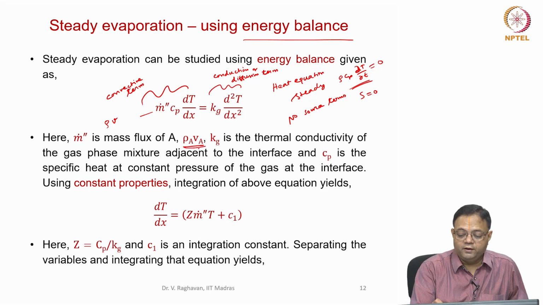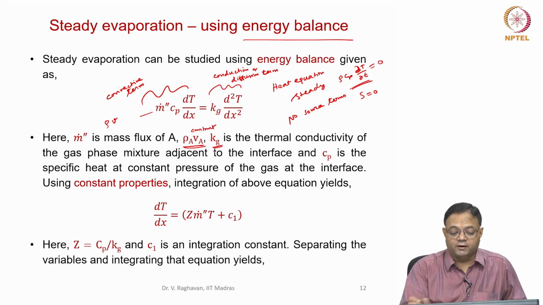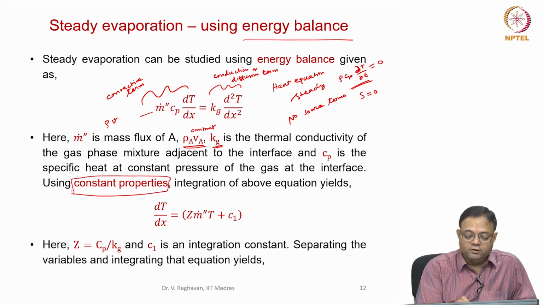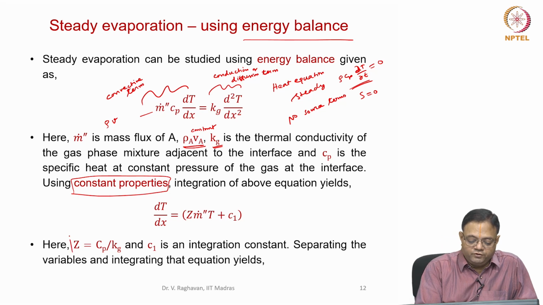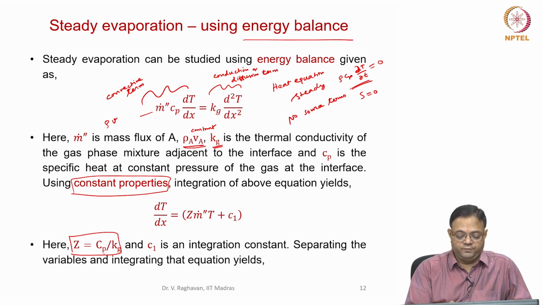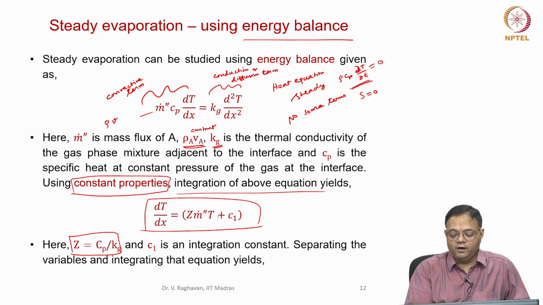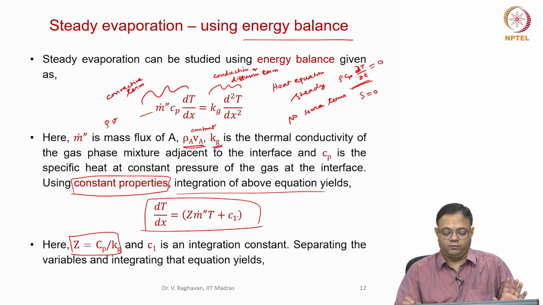And this mass flux rho_A V_A, for steady evaporation, is constant, and k_g is the thermal conductivity of the gas phase mixture and Cp is the specific heat at constant pressure. Obviously, for theoretical analysis we take the properties k_g and Cp as constant. Now, I define Z as Cp by k_g. Now, I integrate this equation so that the second order derivative becomes a first order derivative and the first order becomes an algebraic term. So, dT by dx equal to Z, which is Cp by k into m dot double dash into T plus C1, where C1 is the constant of integration.